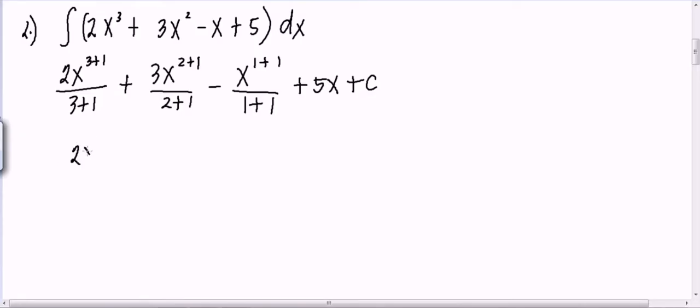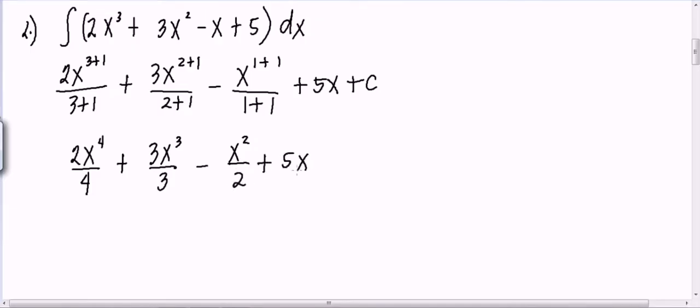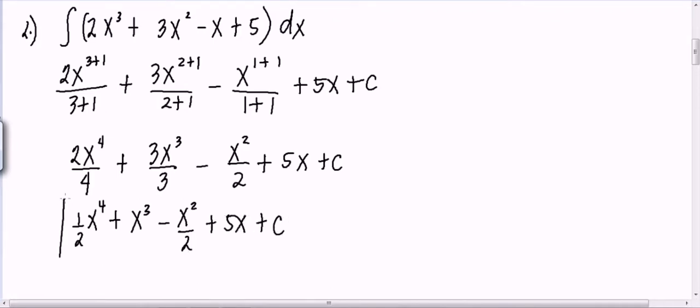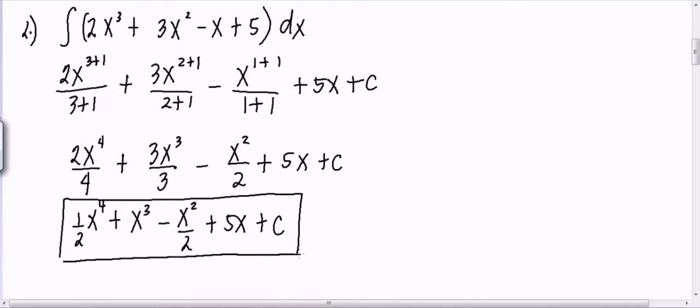So, this one would be 2x raised to 4 over 4 plus 3x cubed over 3 minus x squared over 2 plus 5x plus c. And then, simplify the fractions. So, 2 over 4 is 1 half. So, 1 half x raised to 4. And then, 3 over 3 canceled na yan. So, ang matitira lang ay x cubed minus x squared over 2 plus 5x plus c. So, here is the final answer.